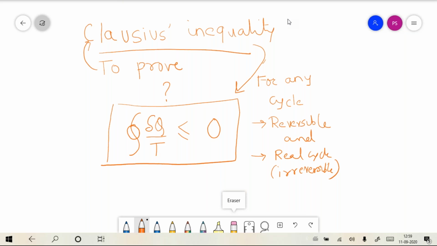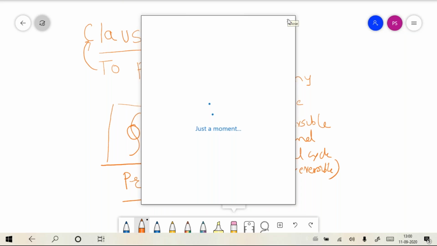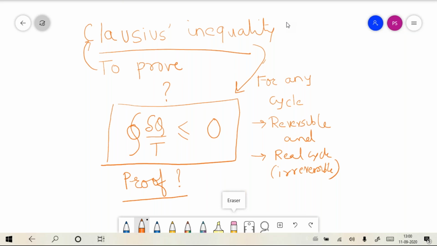So the plan of today's lecture is to prove this inequality. So proof is what I am going to discuss in today's lecture. Okay, and to prove this, I need to refer to what is called the Carnot theorem. So let me rub this and write down. Now it is clear to you what is to be proved: cyclic integral of del q by T is less than or equal to 0, and this expression is known as the Clausius inequality.